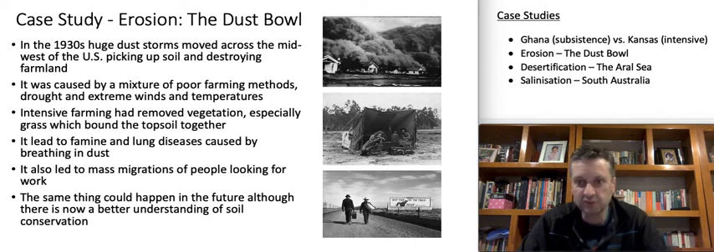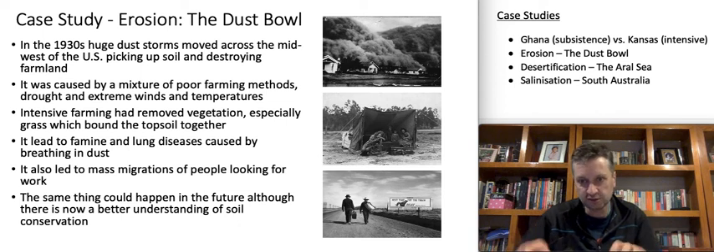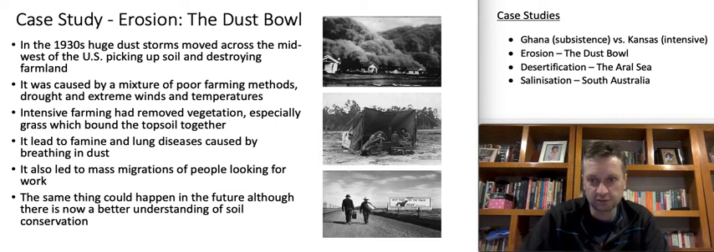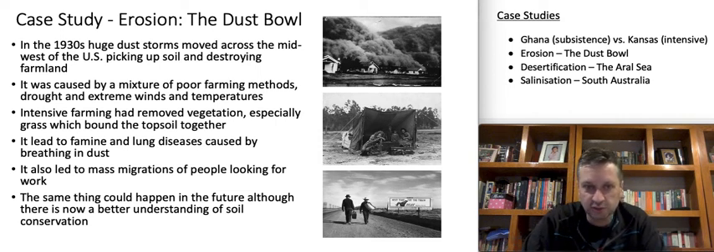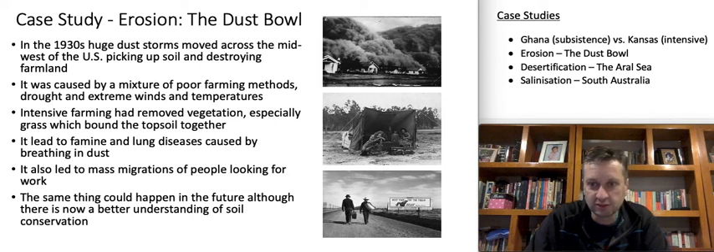The problem was solved eventually. We can talk about this a bit more in the classroom. It was solved by introducing fairly simple methods of looking after the soil. Like we said, planting grass and pasture to hold the soil together, leaving the soil fallow and not over-farming it, not taking too many crops per year. Solved eventually, I guess, but that doesn't mean that it can't happen in the future, especially as we move more and more towards greater and greater intensive agriculture.